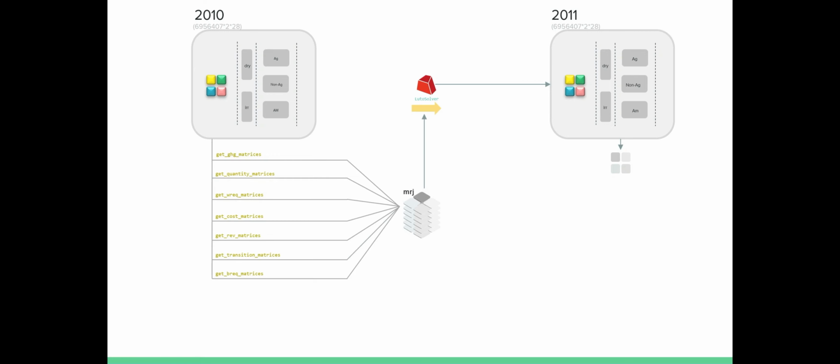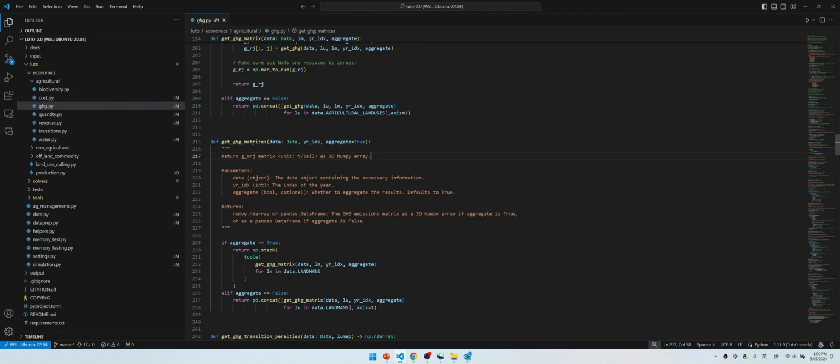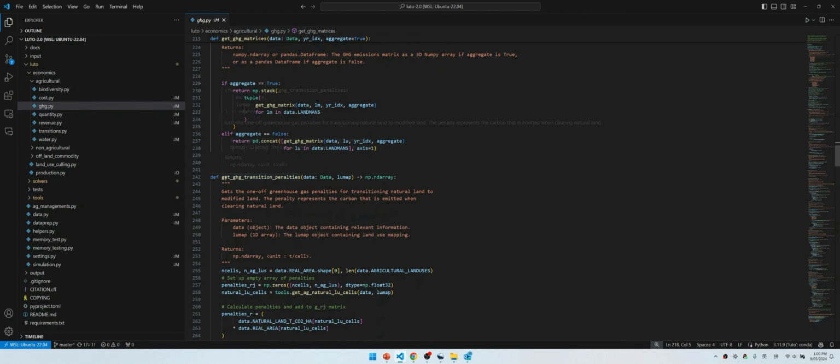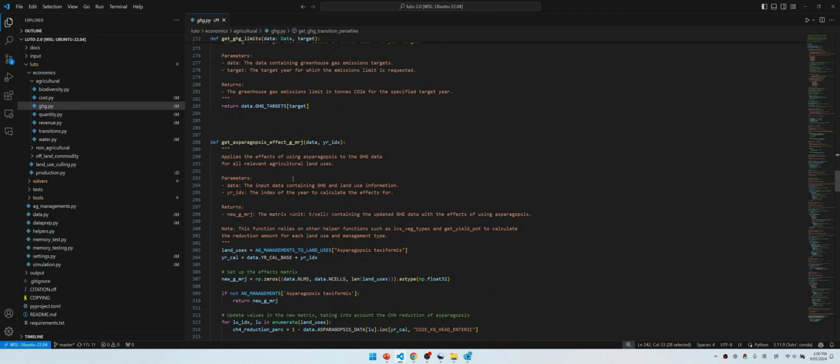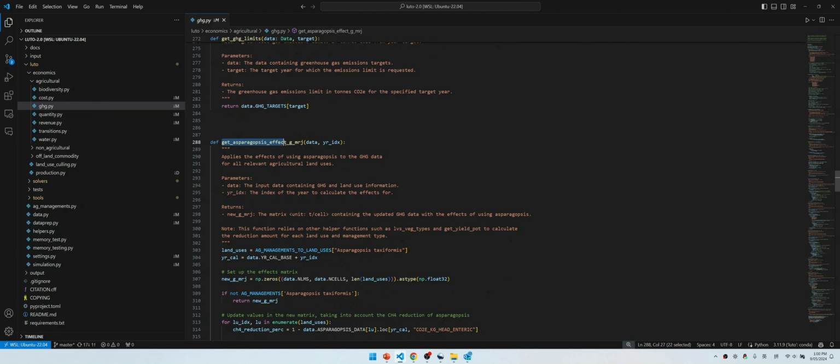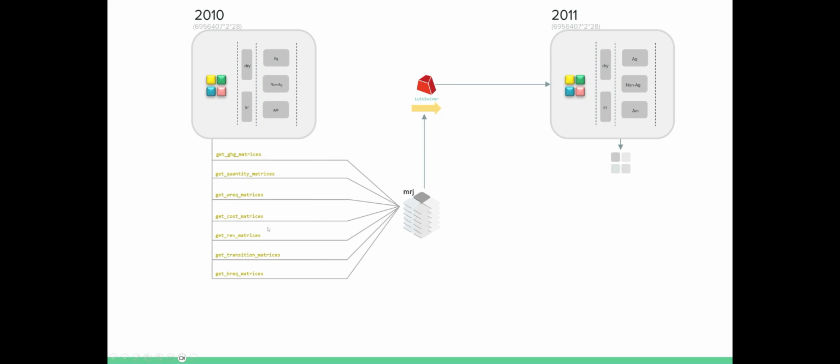Another piece of information we need to consider is that all those functions only work with agricultural pixels. For example, for the greenhouse gas, when we scroll down, we can see there's get greenhouse gas transition penalties. And let's scroll down even further, we can see there's get Asparagopsis effect greenhouse gas MRJs. Asparagopsis is one of the agricultural managements. Let's go back to the slides.